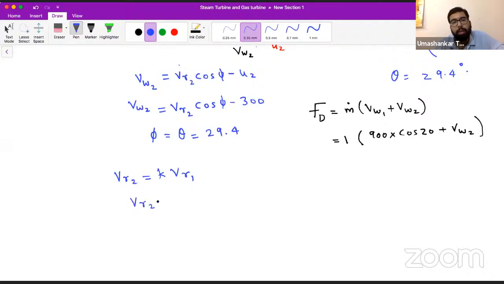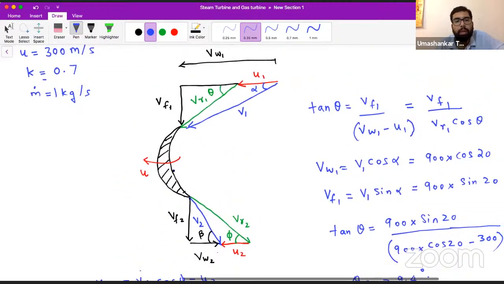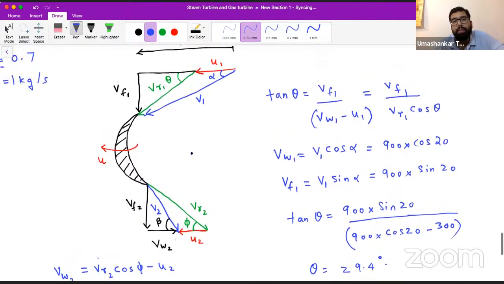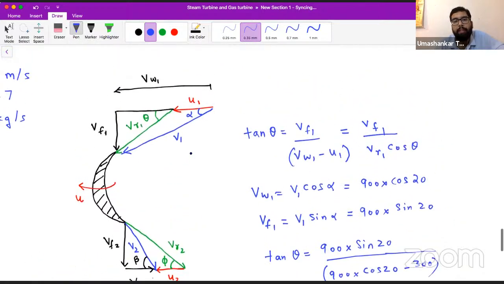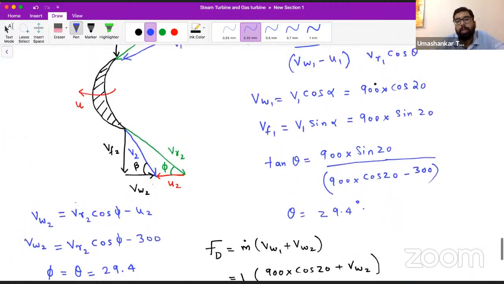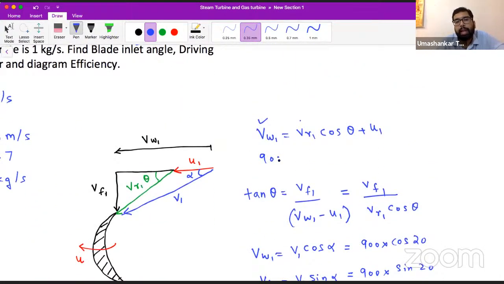So K is equal to 0.7, and let's see what our VR1 is. How can we find VR1? We have the value of VW1 and we have the value of U1, then you can have VR1 also. I can write VW1 is equal to VR1 cos theta plus U1. We have the value of VW1 as 900 cos 20. We want to find this value of VR1.